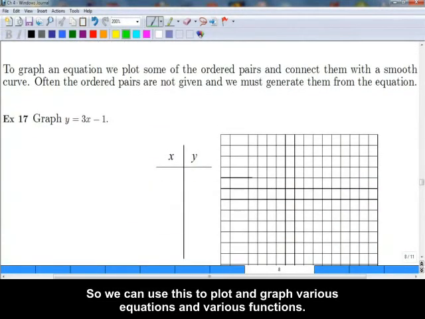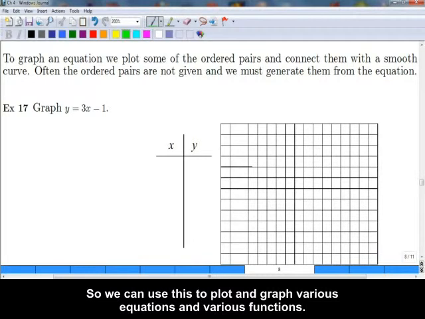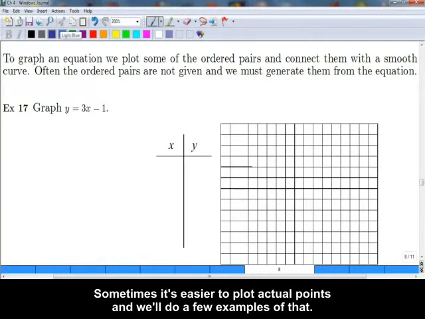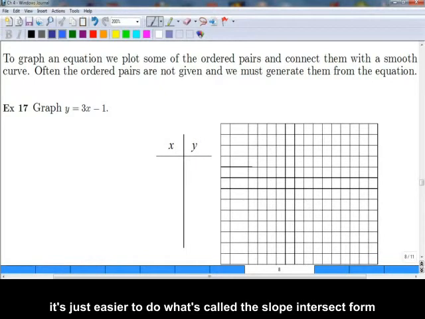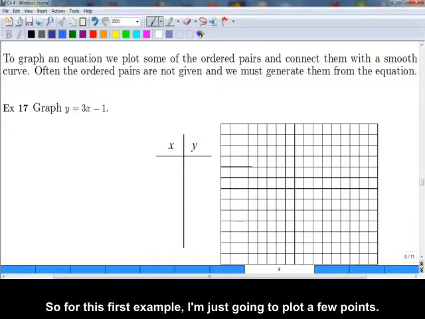So we can use this to plot and graph various equations and various functions. Sometimes it's easier to plot actual points, and we'll do a few examples of that. Sometimes when it comes to straight lines, it's just easier to do what's called the slope-intercept form and follow that, and that's perfectly fine. So for this first example, I'm just going to plot a few points.